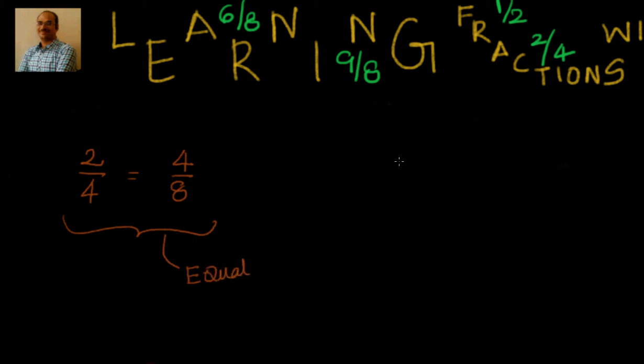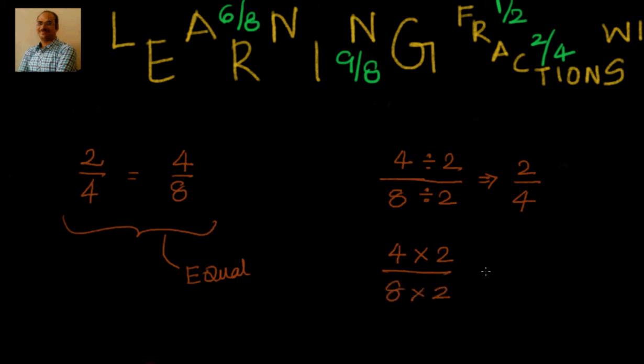Because if I take one fraction and divide both numerator and denominator by any number, the resulting fraction and the original fraction are both equal fractions. Not only division, I can multiply with any number too. I can say 4 into 2 by 8 into 2, that's equal to 8 by 16. So 2 by 4, 4 by 8, 8 by 16, all are called equal fractions.